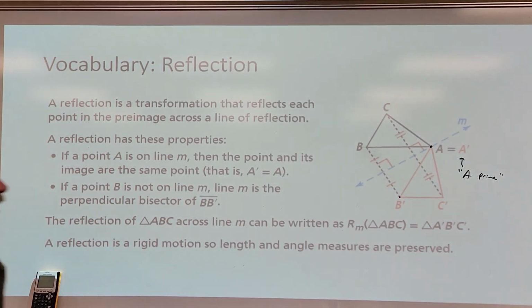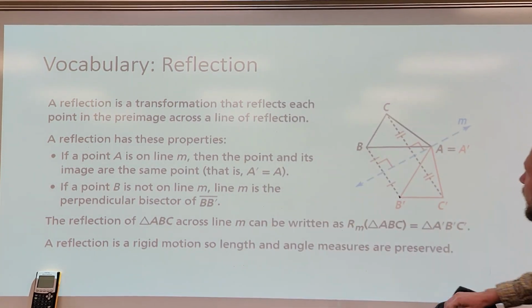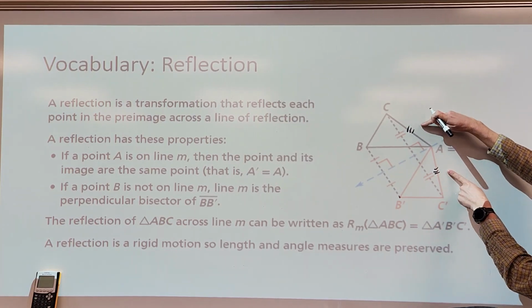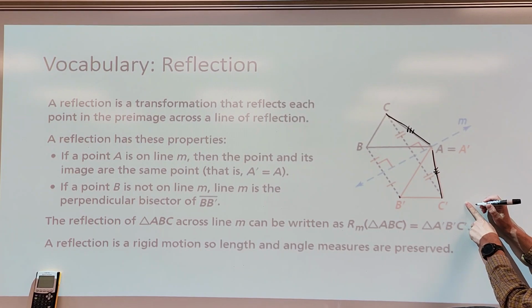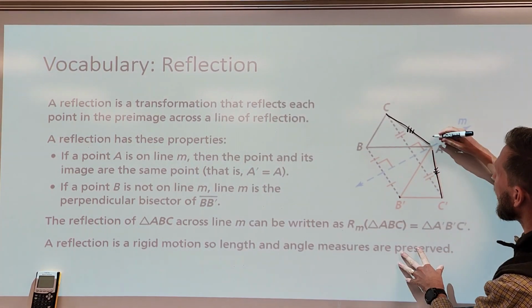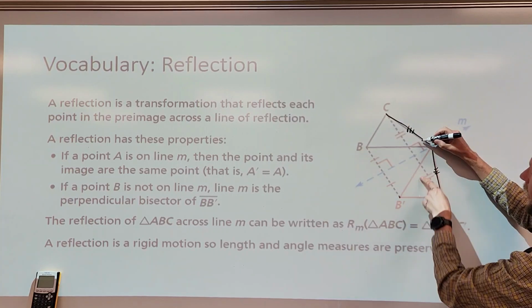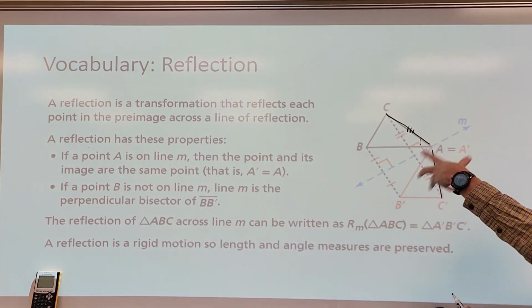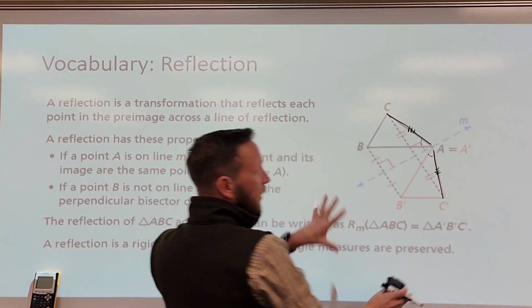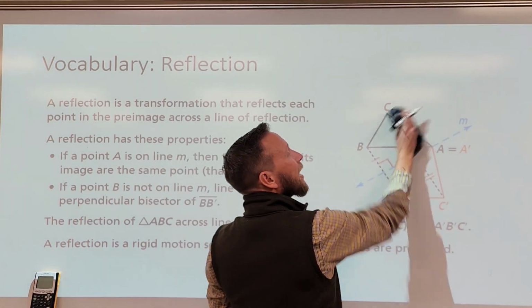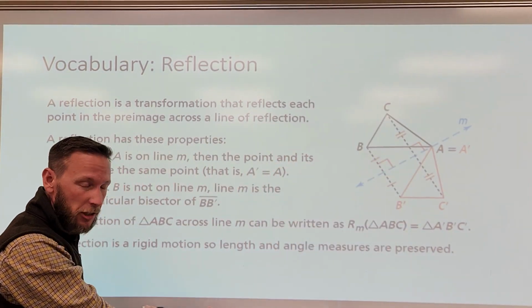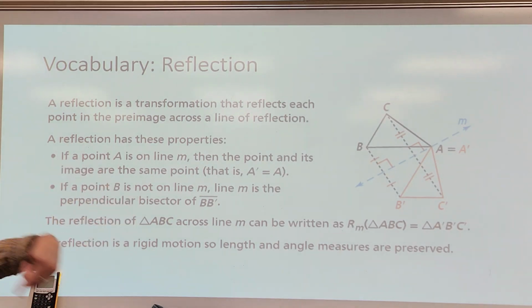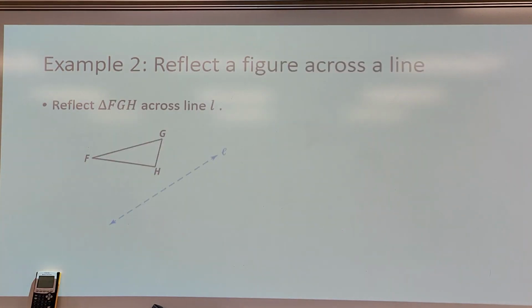But we want to make sure that we are performing this rigid motion so that the lengths of these segments are the same, right? AC and A prime C prime are going to have the same length. The angle formed between BAC is going to be the same as the angle formed between B prime, A prime, and C prime. It's going to be congruent, all right? And so we want to make sure that we maintain those measures. We're not going to be measuring these segments traditionally. We're going to be trusting that if we did our construction correctly, we have maintained that measure. So we're going to practice that.